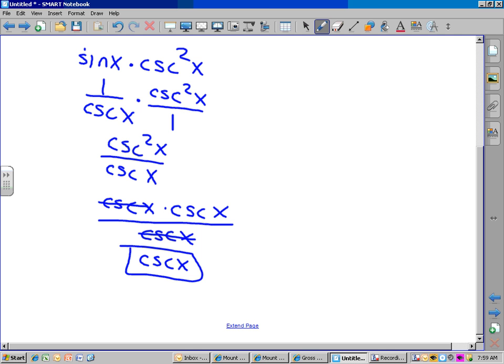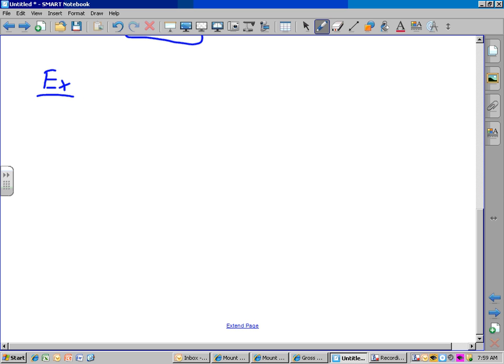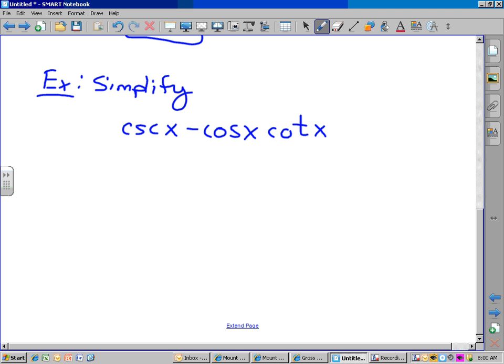You want to try another one? Everybody okay with that one? Simplify cosecant of x minus cosine of x times cotangent of x. This is going to simplify down to a single trig function. I'm just telling you that.